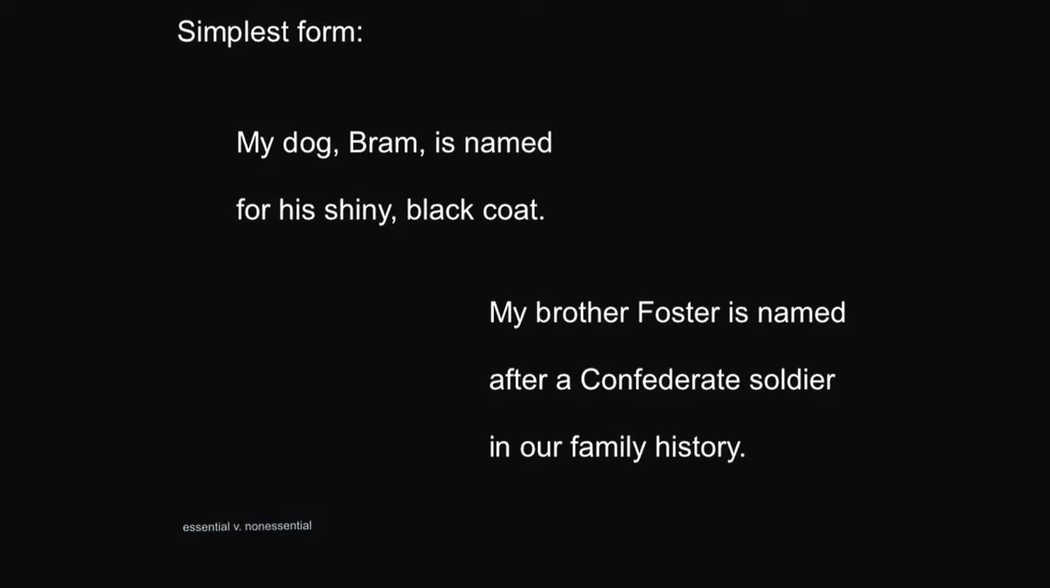Here we have, my dog Bram is named for his shiny black coat. So here's a noun, my dog, it's the subject of my sentence. And here's a noun, Bram. It's a dog also, right? In fact, it's the same dog. This noun renames that one.